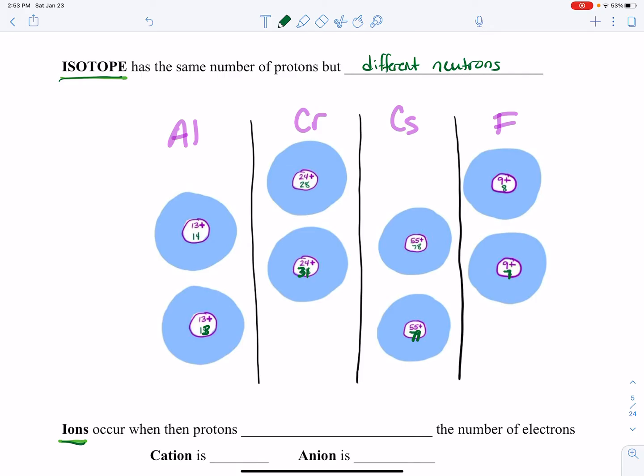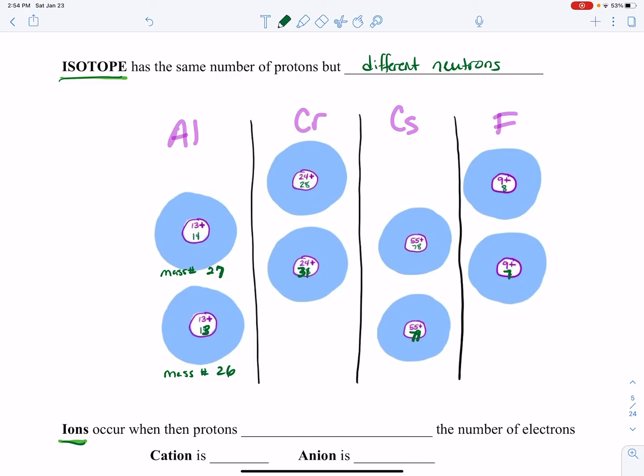The way we write this, remember that since we've changed the neutrons, we have changed the mass number. So remember the mass number is protons and neutrons together. This one's mass number is 27, but this one's mass number is 26. So the big telltale sign, if you're not sure if something's an isotope or not, is if they have different mass numbers. If they have different mass numbers but are the same element, then they are isotopes.